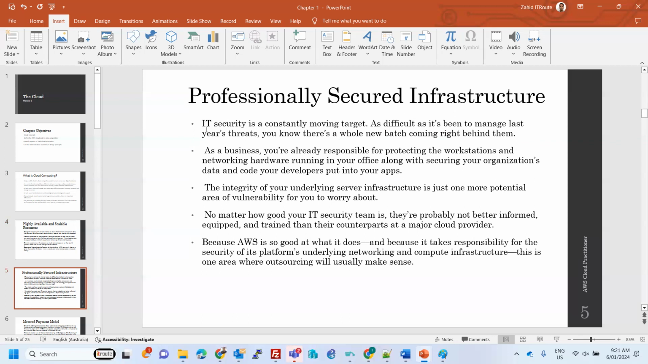Professionally secured infrastructure. So IT security is a constantly moving target. As difficult as it's been to manage last year's threats, there's a whole new batch coming right behind them. As a business, you're already responsible for protecting the workstations and networking hardware running in your office, along with securing your organization's data and the code your developers put into your apps. The integrity of your underlying server infrastructure is just one more potential area of vulnerability for you to worry about. No matter how good your IT security team, they're probably not better informed, equipped, or trained than their counterparts at a major cloud provider. So AWS is good in this case because it takes responsibility for the security of its platform, underlying networking and compute infrastructures. This is one area where outsourcing will easily make sense.